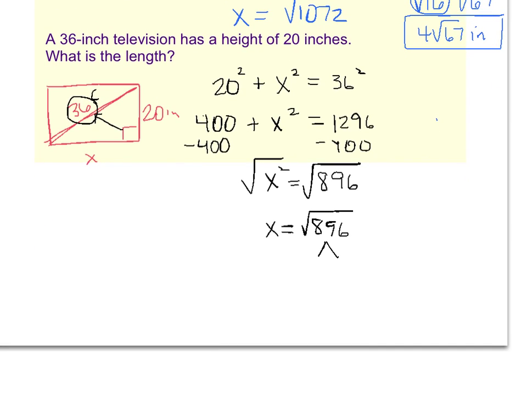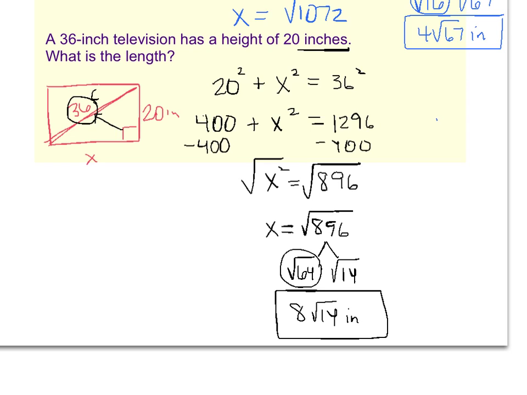So you just start dividing. Do you have any perfect square numbers that fit in? You want to find the biggest one that fits. 64 fits in 14 times. So we'll take the square root of 64 and get 8, and the square root of 14 stays the same. And then what kind of label might this get? Look at the problem, we can see it's in inches, so inches. So the length of the TV is 8 square roots of 14 inches.